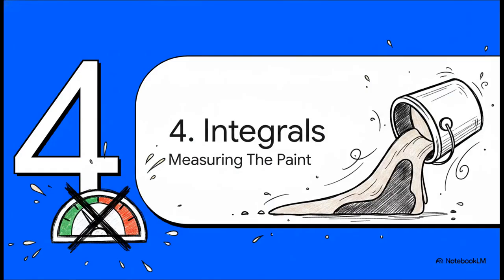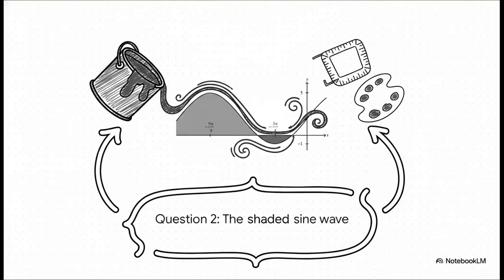Now for part 4, integrals, measuring the paints. Okay, it's time to swap out our speedometer for our second tool, the paint bucket. In question 2 of the exam, you have this rolling sine wave, and there's a section dipping below the horizontal axis that's shaded dark gray. Now, if you were a painter asked to paint that exact gray dip, how would you know how much paint to buy? You can't just use length times width because the edges are completely curvy.